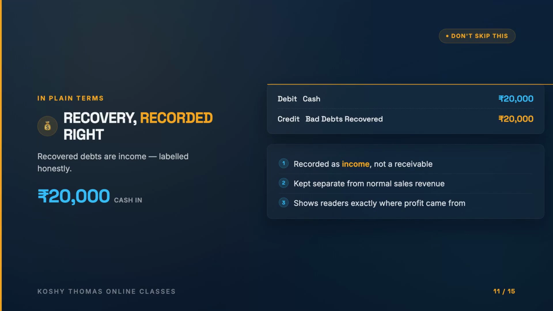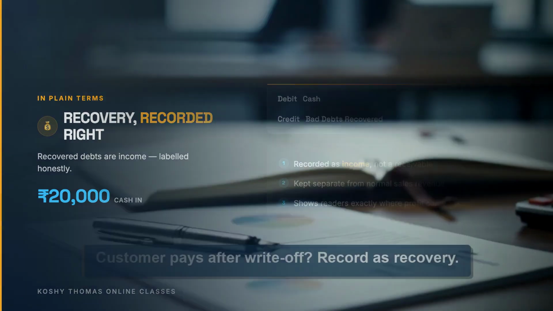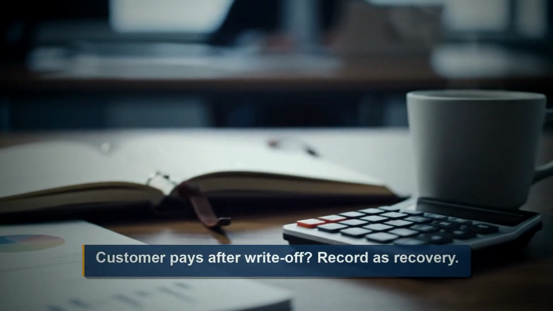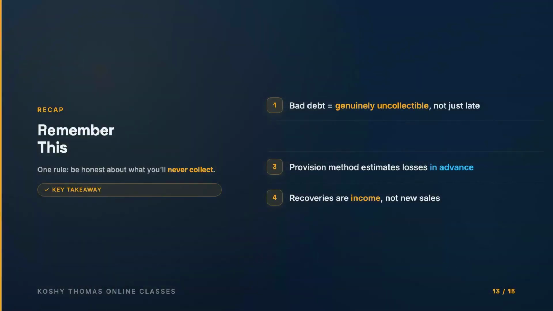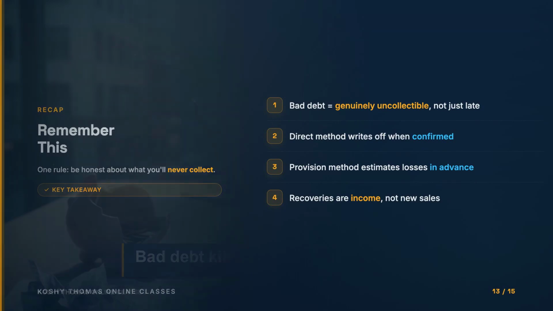Why? Because whoever reads your P&L later needs to see that this profit came from a past write-off, not from new business. Clarity matters here. So, hold on to this: a bad debt is a loss the moment you genuinely believe it won't be paid, not just when it's late. Write it off through the P&L, provide for doubtful ones in advance, and if cash comes back later, record it as recovery, not as sales.